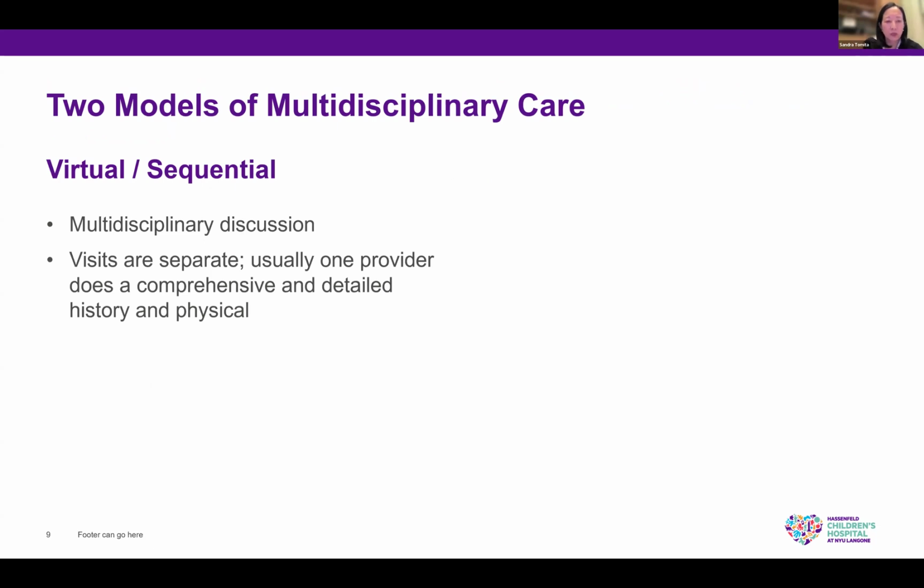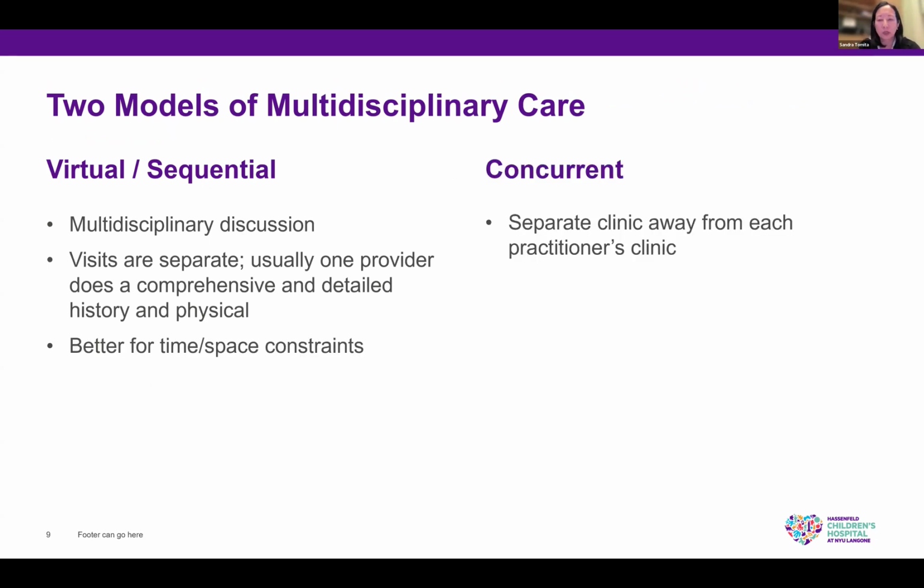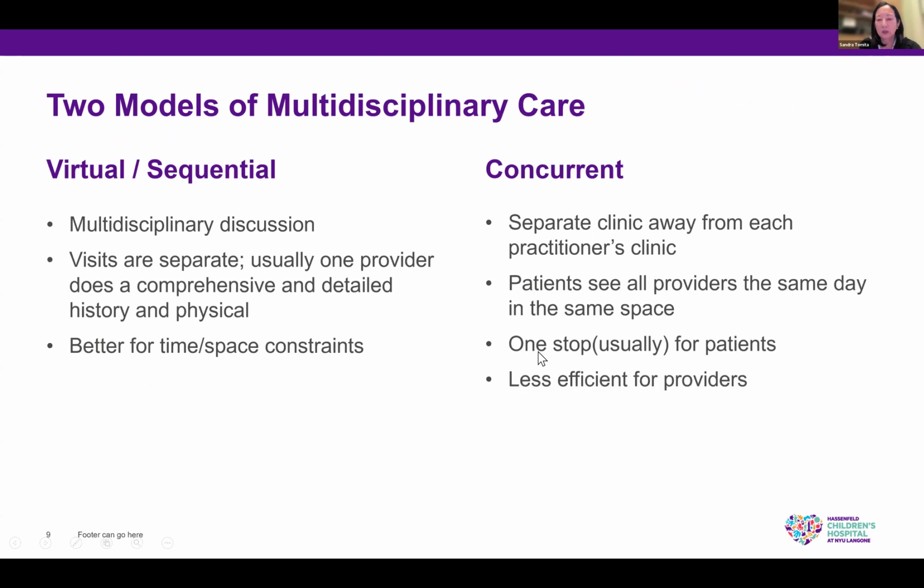There's usually one provider who does a comprehensive and detailed history and physical, followed by a multidisciplinary discussion. And the concurrent model, which involves a separate clinic away from each practitioner's clinics, where the patients see all the providers in one space. It's definitely less efficient for providers, but can be one stop for patients.